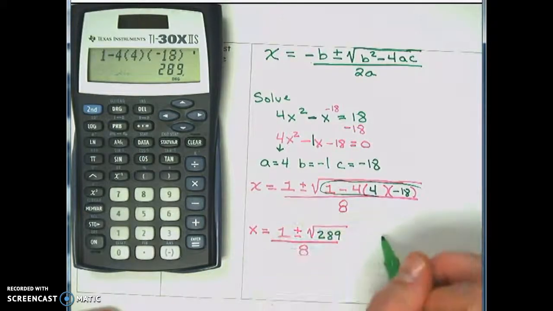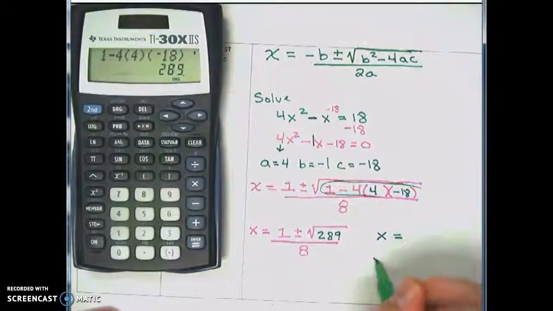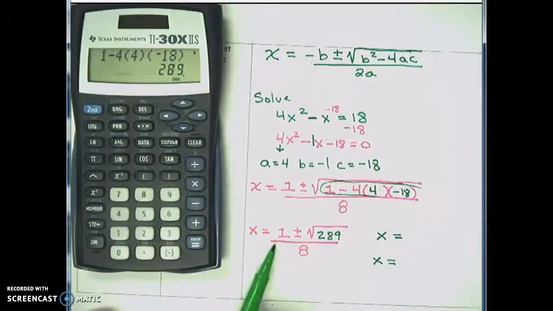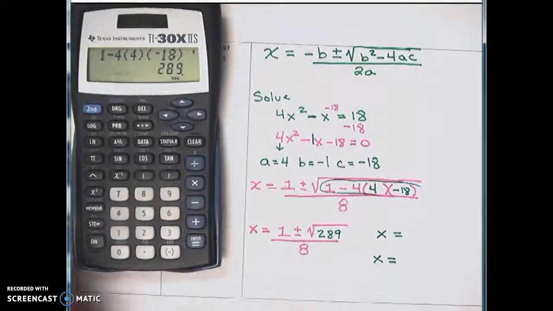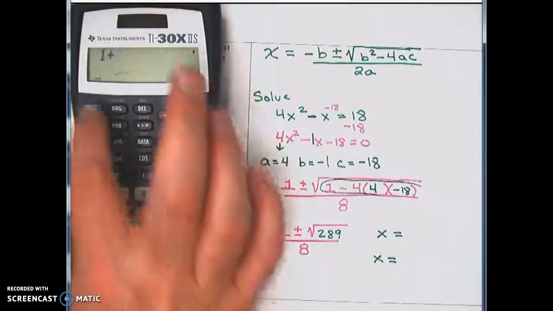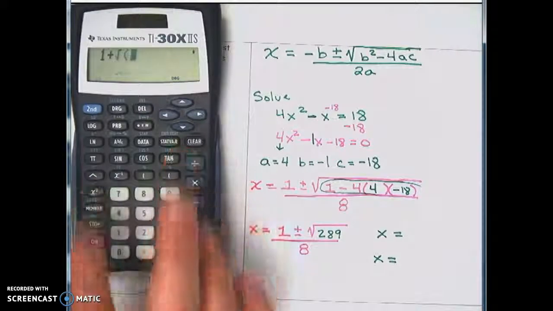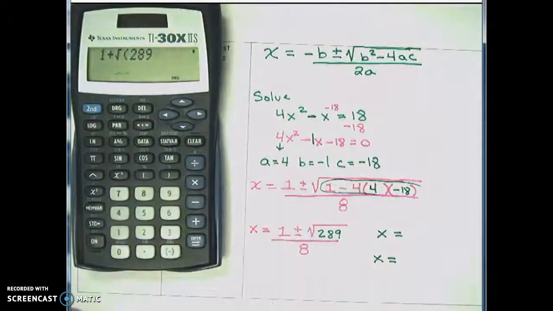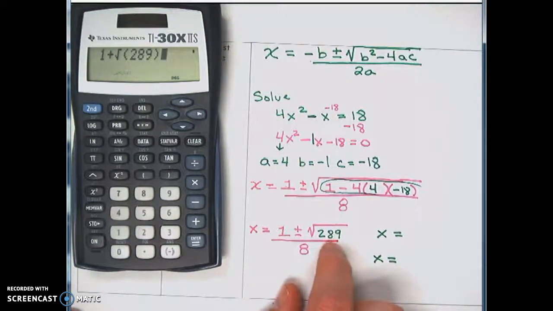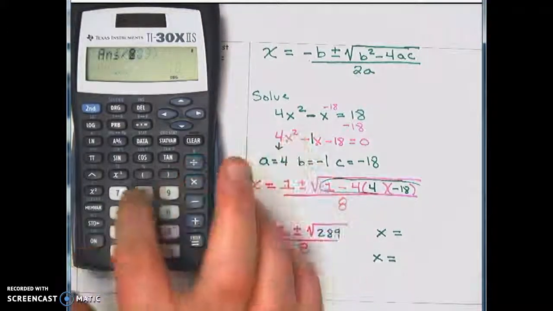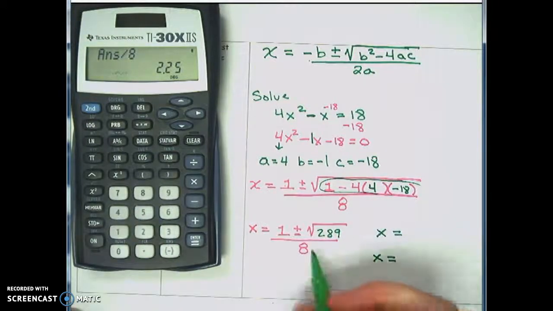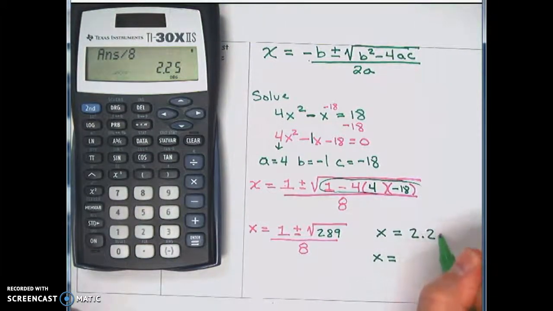At this point, we're ready to kind of get our two answers. We can kind of just solve this now. Our x's are going to equal to 1 plus the square root of 289, all divided by 8. So we can start by doing that. 1 plus the square root. Now our square root is second, then the x squared button, 289. And I want to divide by 8, but I don't want to divide just this last number by 8. I want to divide this entire thing. So I'm going to hit enter to get the answer to the top. And now I'm going to divide by 8 to get this final answer. So one of my answers is 2.25.